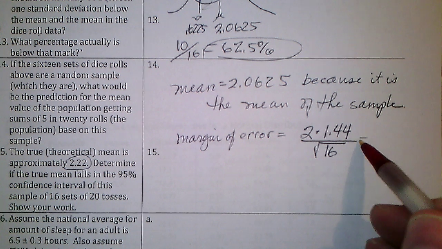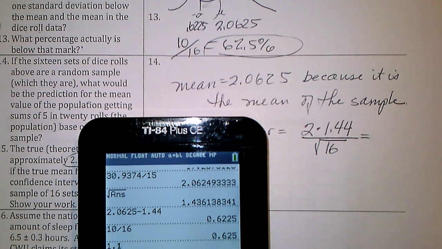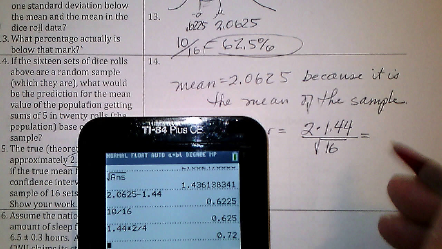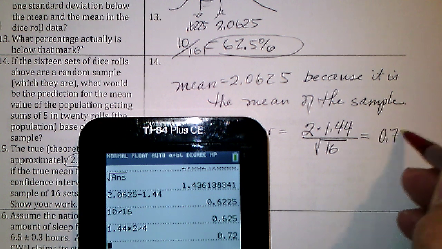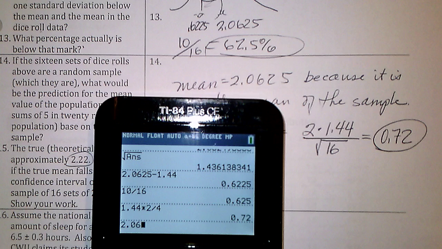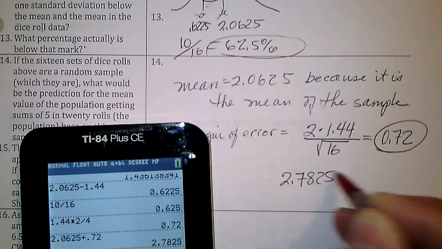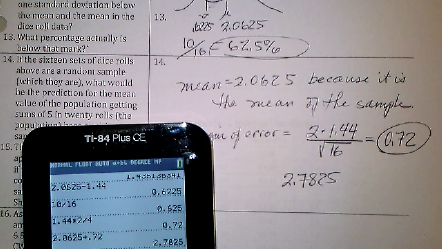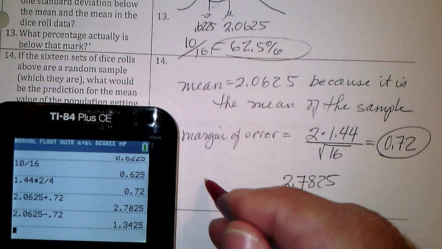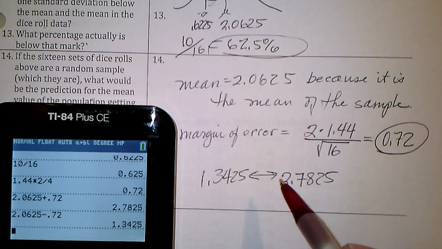So we have 1.44 times 2 divided by the square root of 16, which is 4, and we get 0.72. So we take the mean, 2.0625, plus 0.72, and we get the high value, 2.7825, and then we subtract it, and we get the low value, which is 1.3425.